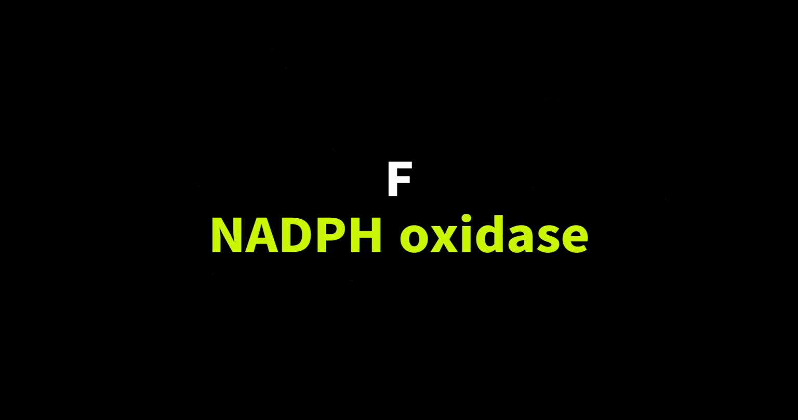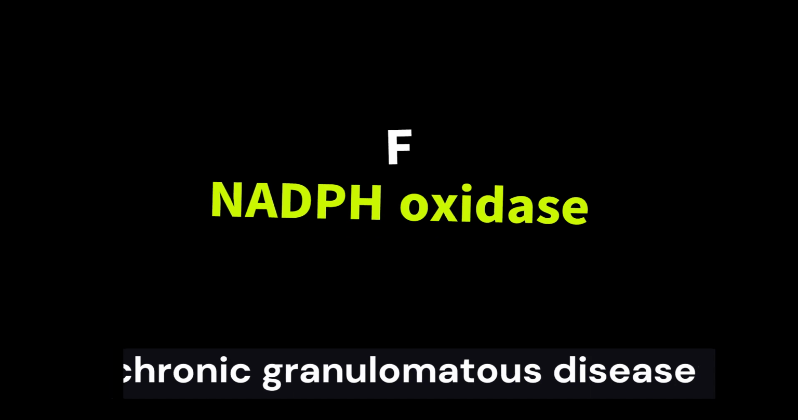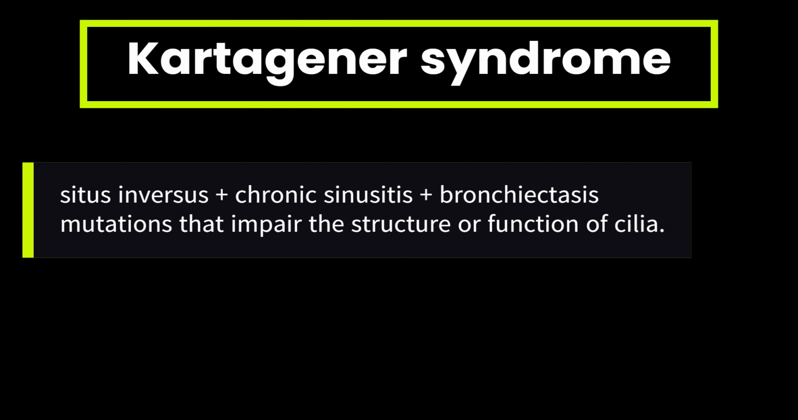F. NADPH oxidase. NADPH oxidase deficiency causes chronic granulomatous disease. Your take-home message from this question is that Kartagener syndrome is a form of primary ciliary dyskinesia characterized by the triad of situs inversus, chronic sinusitis, and bronchiectasis. It occurs due to mutations that impair the structure or function of cilia. Cystic fibrosis also causes chronic respiratory infections, but it is not associated with situs inversus.